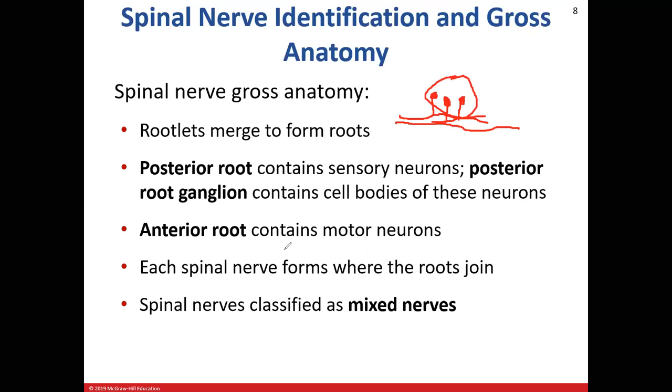Now, the anterior root is going to contain the motor neurons, and it's going to come off of our anterior horn. Now, each spinal nerve forms where the posterior root and the anterior root come together. So this takes fibers of both the motor side and the sensory side, and they form together, and this gives us what we know as a mixed nerve that has both motor and sensory parts to it.